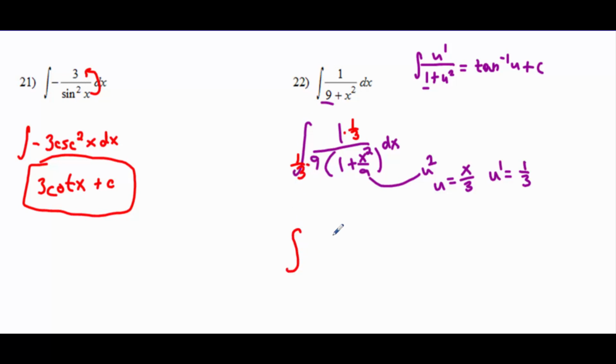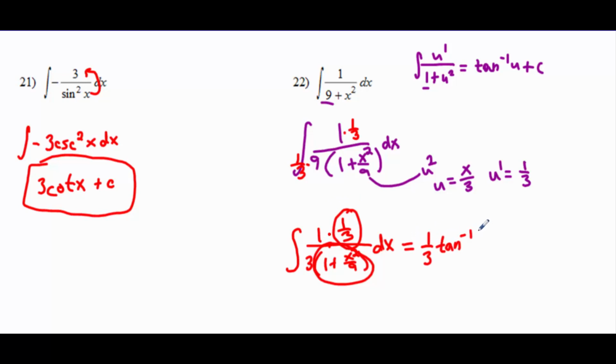The reason we're doing this is because we're trying to basically say, all right, what is a part of my formula and what isn't? I can do 1/3 times 9 and get 3 on the outside. And so the part of this that is my formula is u prime over 1 plus u squared. So the 1 over 3 that's in front needs to go in the front of my answer because it's extra. This is 1/3 inverse tangent of x over 3 plus c.